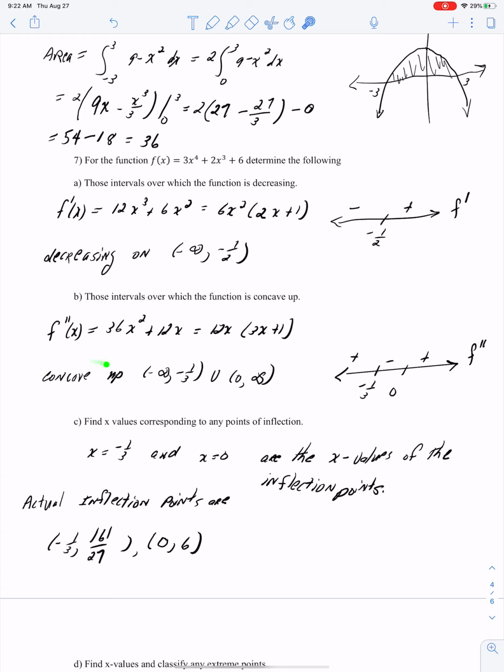So where is the function concave up? The point is where the second derivative is positive. That's from minus infinity to minus 1/3, and from 0 to plus infinity, these two places.